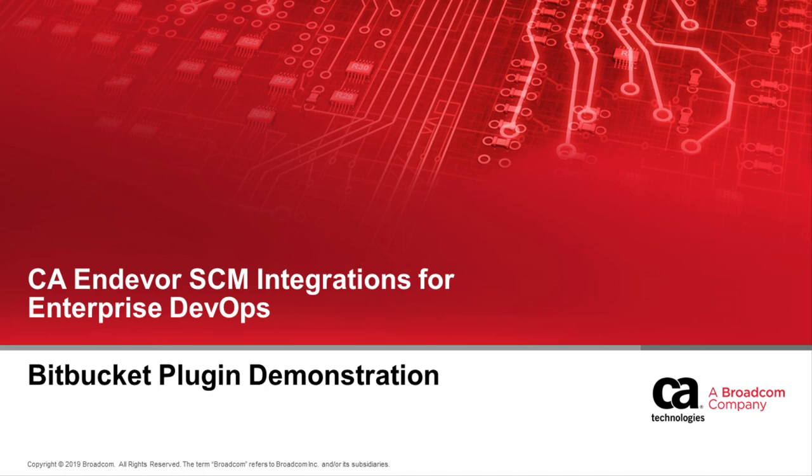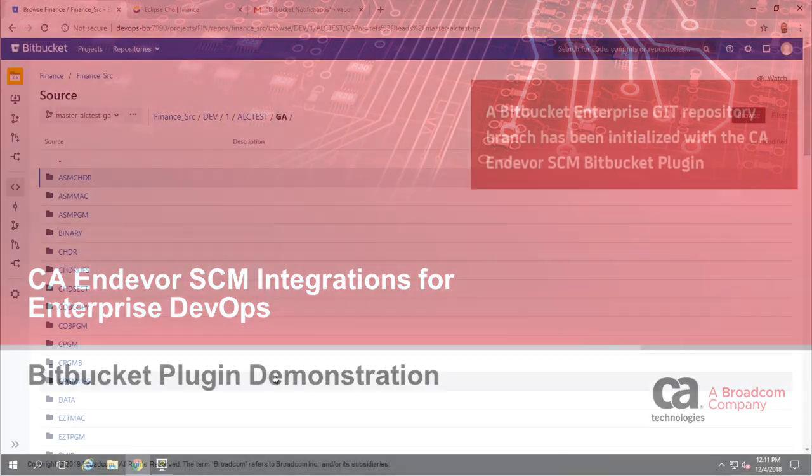Today we're going to demonstrate CA Endevor SCM's Bitbucket Enterprise Git Repository plugin, a component of the new Integrations for Enterprise DevOps option that allows developers to work in Git and have their changes synced up to Endevor for build and lifecycle automation.